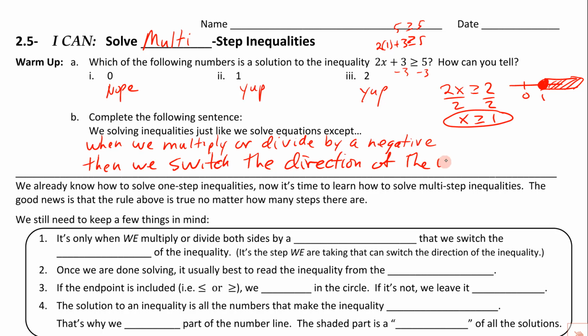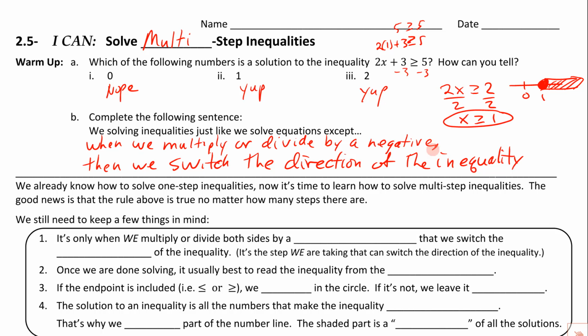of the inequality. Now, there's some people that will say, well, you just flip the inequality or something like that. And that's kind of true. That gets to the point. But we really want to say we switch the direction of the inequality. Okay? So we're going to solve inequalities just like we solve equations, except when we multiply or divide by a negative, then we switch the direction of the inequality.